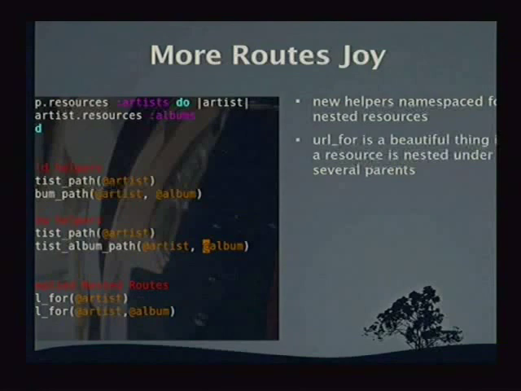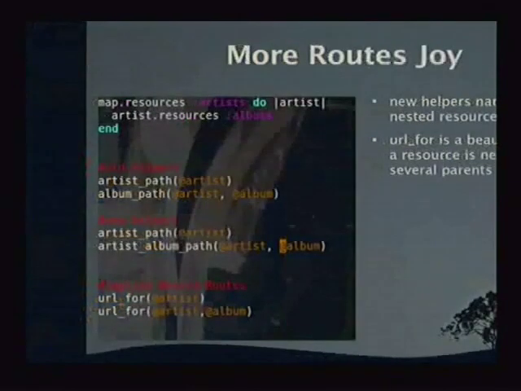Here's the other fun of Edge: more routes joy. This I'm really excited about. Those first 3 lines are in your routes file if you want to nest albums for artists. I'm working on an application for my wife, and it's basically a CRUD application. She collects old record albums and is going to try and sell them, so she's got to keep track of all the albums she's got.